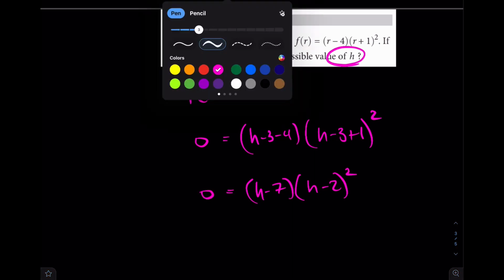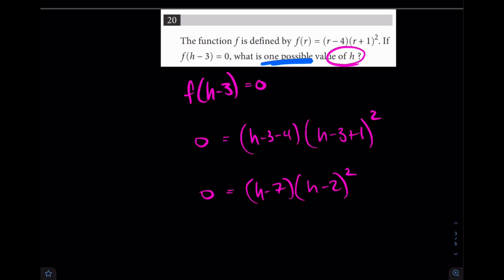So what are some of the answers? Remember, it does say what is one possible value. There's more than one answer. What are some answers that we could choose? We could have chosen h equals 7 and h equals 2. Those are the x-intercepts, or the zeros of this function. So either of those would work.